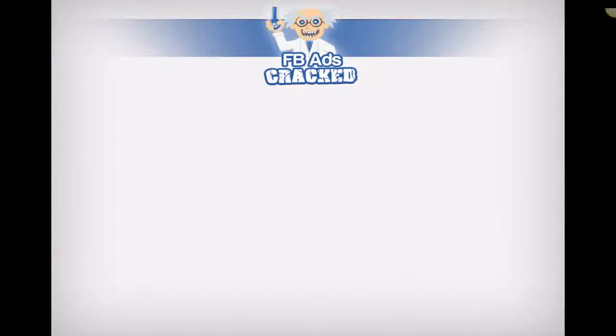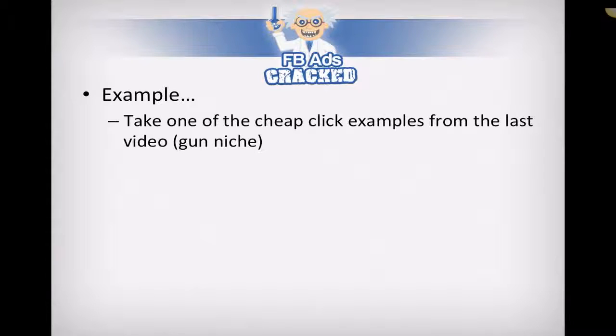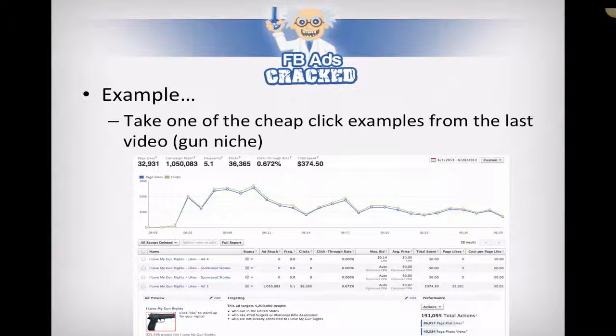They already buy food every day. They already buy clothing every single day. So let's work with those first, all right? So take one of the cheap click examples from the last video, okay? I talked about a couple different niches in here. All right, this is the gun rights one. I'm going to show you everything in here.